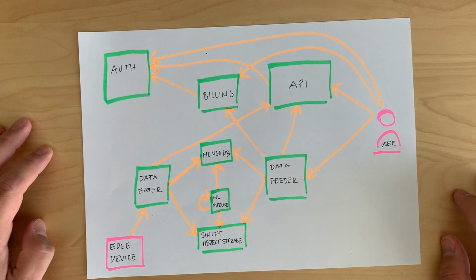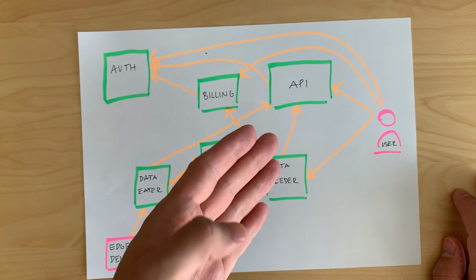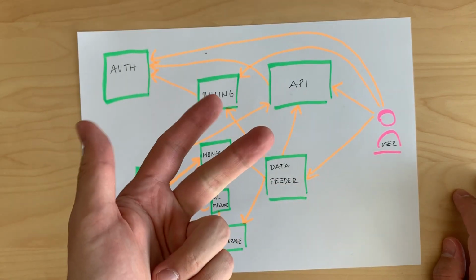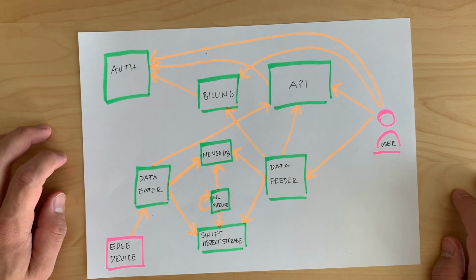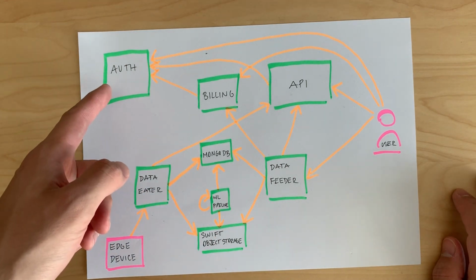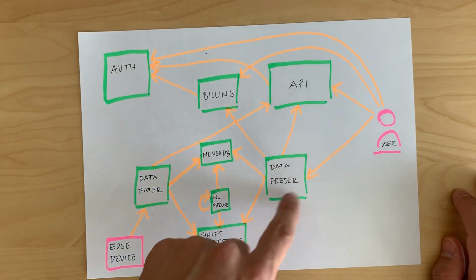Now, how does one get inside the system? Well, the user can interact with it using a web client, an iOS application, or an Android application. The clients talk to various parts of the system, namely the authentication and billing services, the API, and of course, the data feeder. The sad part is that there's very little documentation on how things interact between each other.